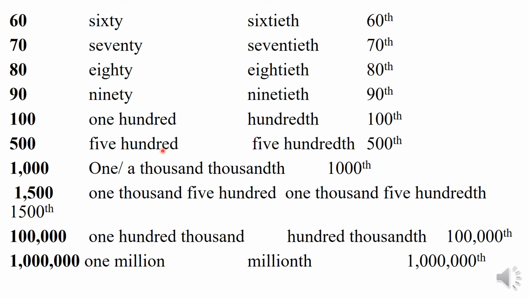500, ordinal is 500th. 1,000, ordinal is 1,000th. You write 1,000 here in number and you add th. 1,500, ordinal is 1,500th. 100,000, ordinal is 100,000th. You see, we don't have one here. 1,000,000, ordinal is millionth. You see, we don't have one here.